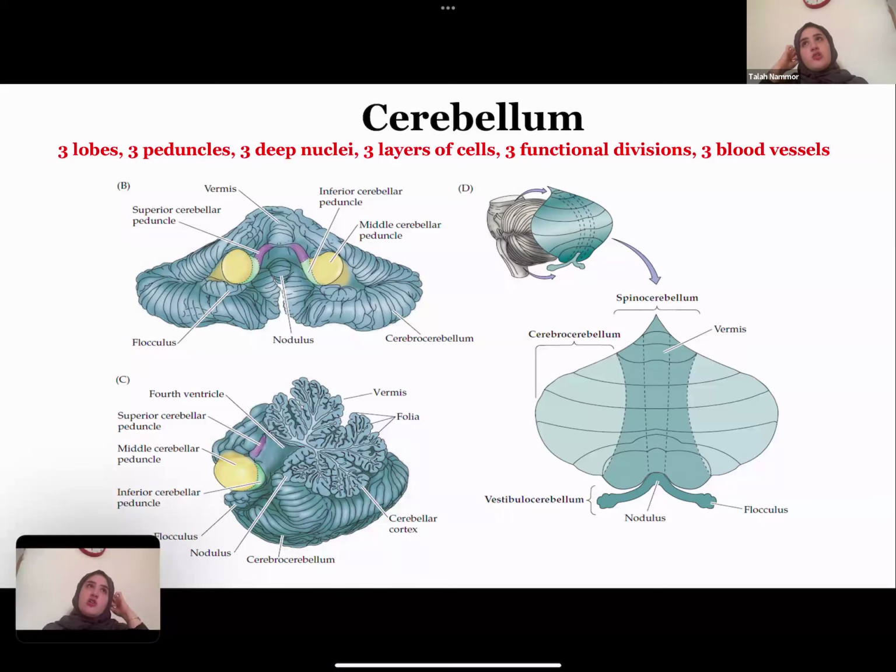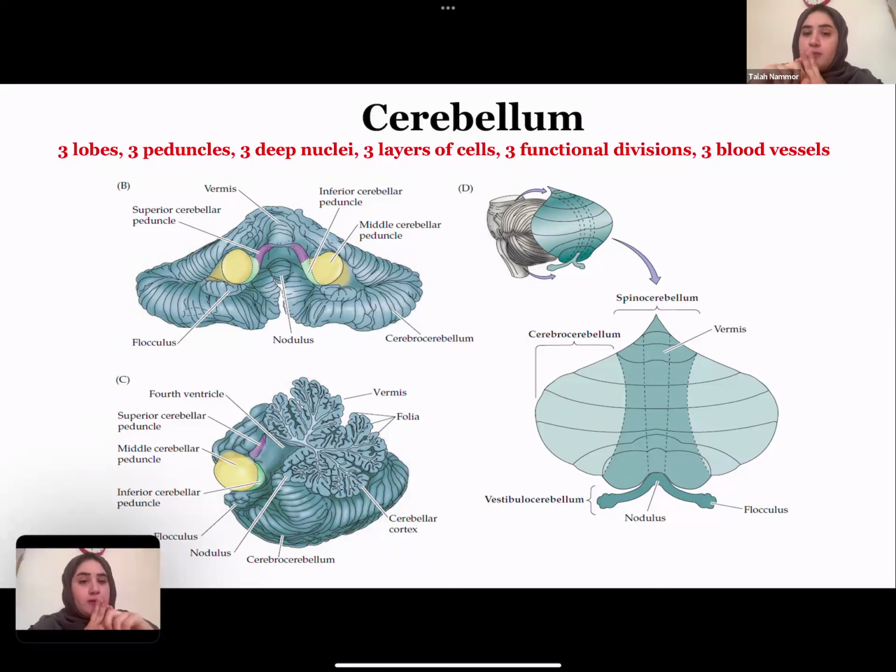So what's the main function of the cerebellum? It's making sure that the movement is coordinated, making sure that the movement is perfect. Basal ganglia is there for movement, and it makes sure the movement is done. The cerebellum modulates and fine-regulates this movement even more, okay?